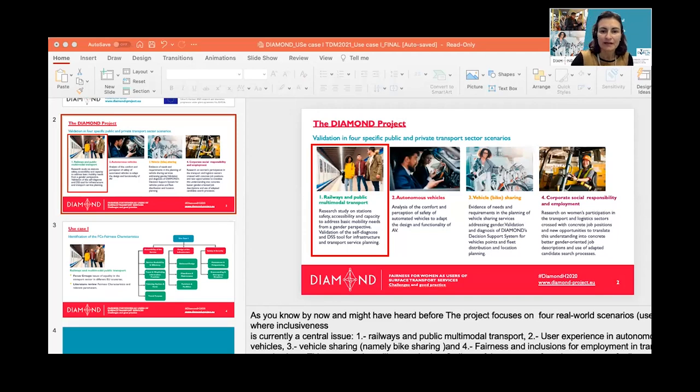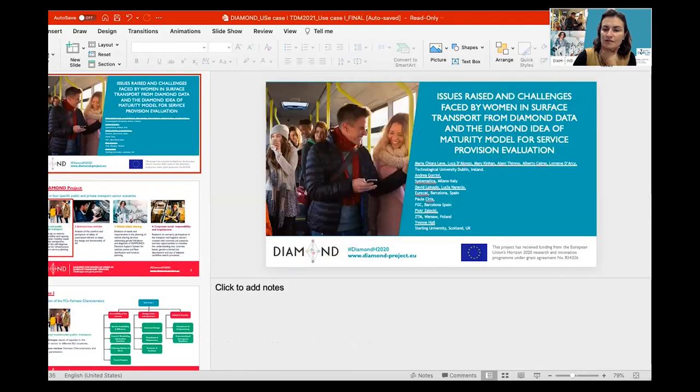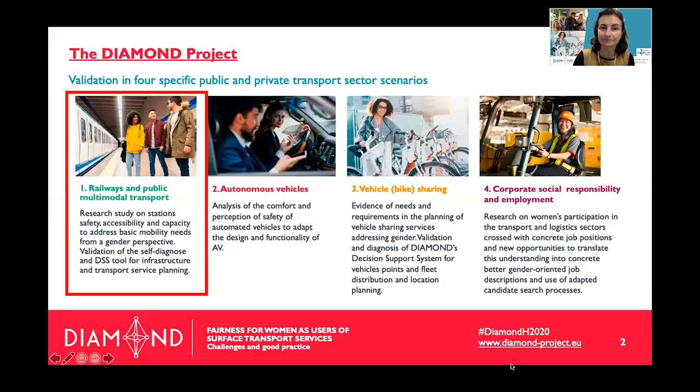Hello. This is a quick presentation overview about the DIAMOND project. In particular, we are going to be discussing today the use of rail transport in urban and suburban environments, and how this was used to inform the maturity model that we developed on the back of the data that we collected.